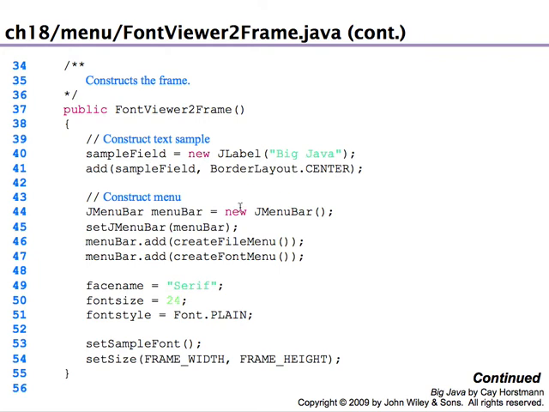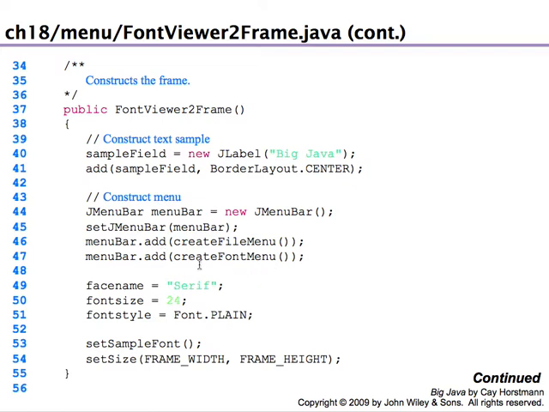Same as the example from the previous video. Then you create the menu bar, and you add the menu bar to the frame by calling setJMenuBar and passing it the menu bar. Then you create a menu, and here we're creating the menu in a method and adding that to the menu bar by using the add method.